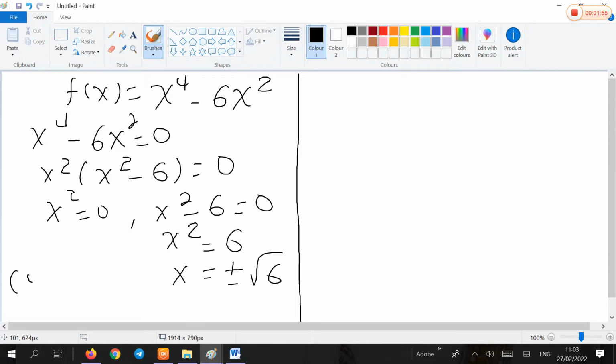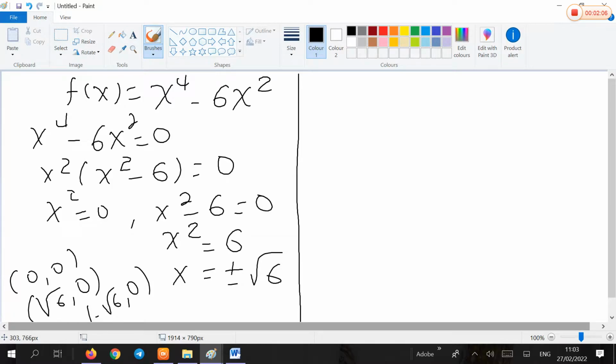So the x-intercepts are (0, 0), (square root of 6, 0), and (minus square root of 6, 0). The graph crosses or touches the x-axis at these points. The second thing is the y-intercept, which is f of 0, which equals 0. Next, to find the critical numbers: critical numbers are numbers which make the first derivative of the given function 0.